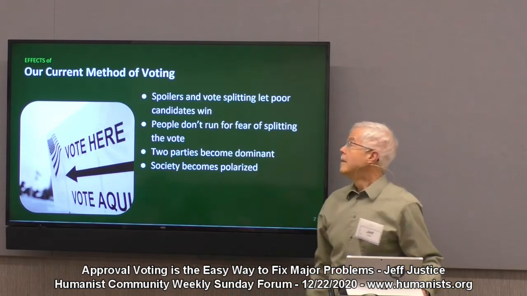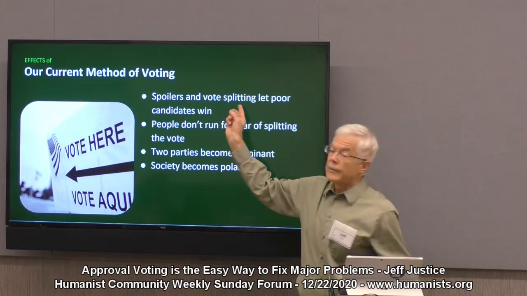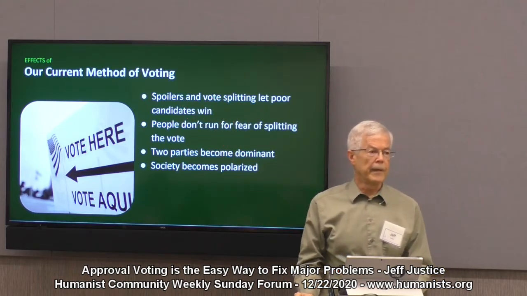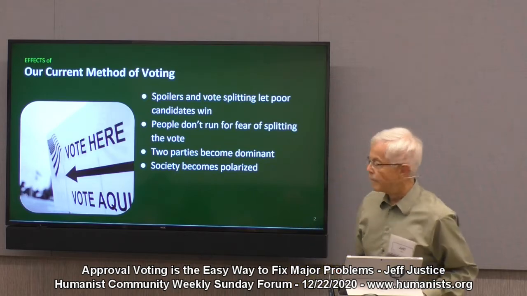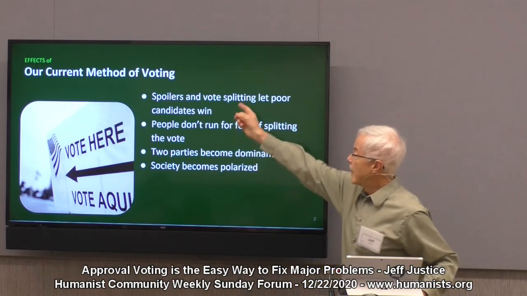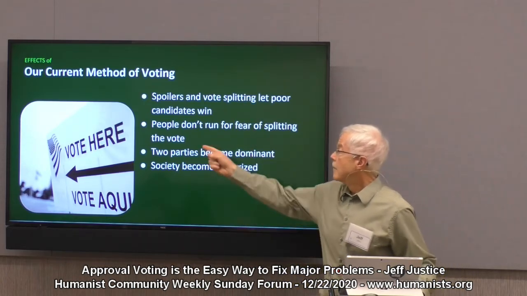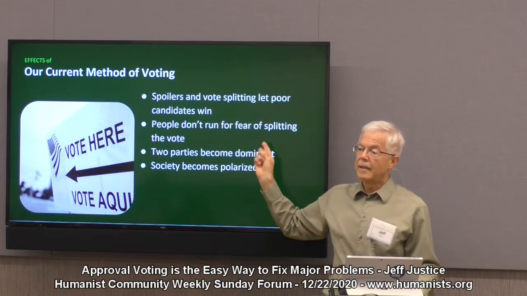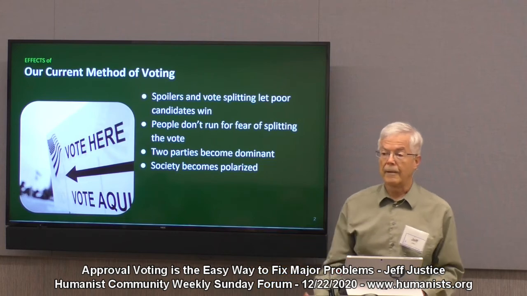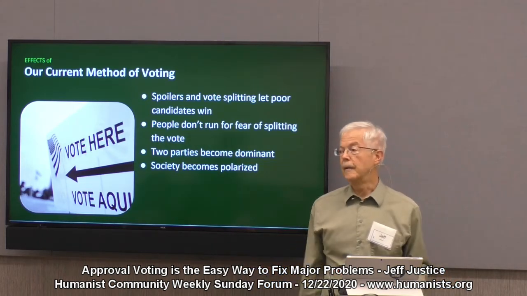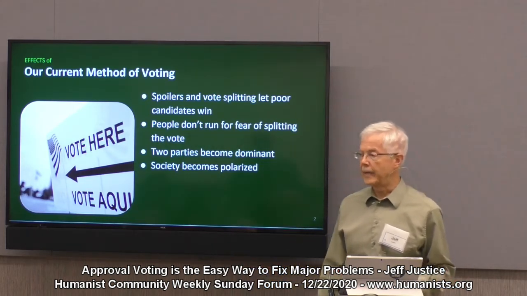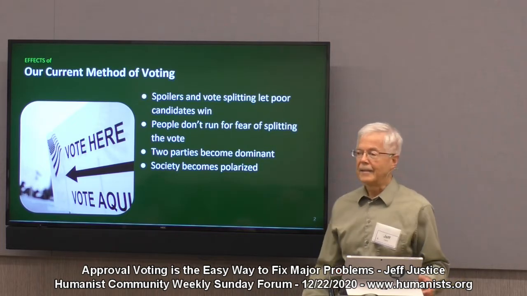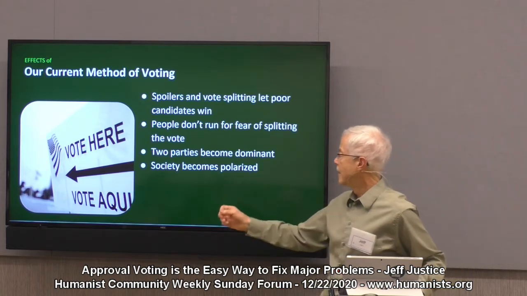And I'm going to be talking a lot about spoilers and vote splitting, because that's the two main failure mechanisms of our current system. I'm going to give a lot of examples of that. But what you don't see is that because of spoilers and splitting, a lot of people just don't run at all, because they learned their lesson from Teddy Roosevelt, who ran against Howard Taft. And that's happened over and over again.